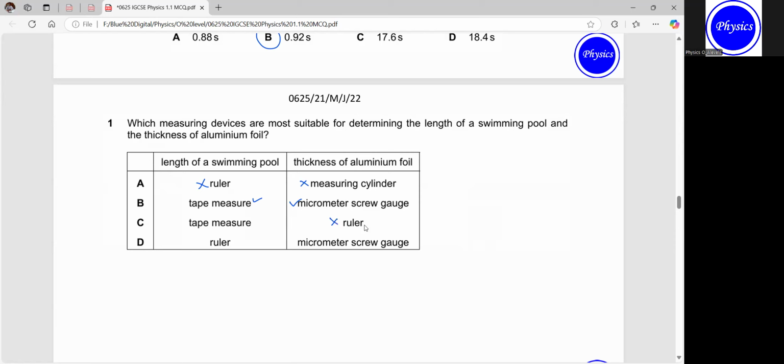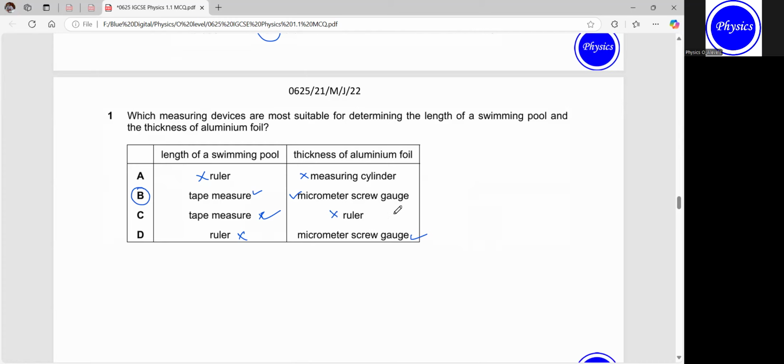The thickness of the aluminum foil is going to be in the order of micrometers. Definitely not more than a millimeter, and that millimeter also is going to be very, very small, like 0.02 millimeter, something like that, which we can't measure with a ruler. So the tape measure, and this is wrong again. Sorry, this is correct, but this one is wrong. A ruler can't be used. A micrometer screw gauge is correct. So where both options are correct is B. The length of a swimming pool can be found using a tape measure. The thickness of an aluminum foil can be measured using a micrometer screw gauge.